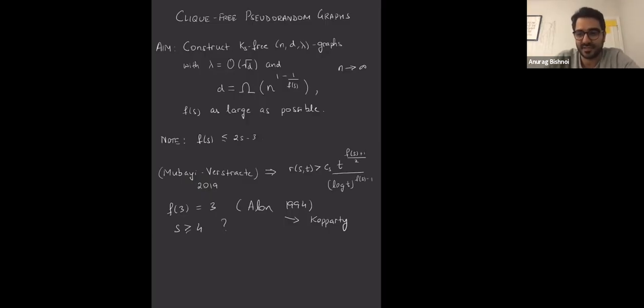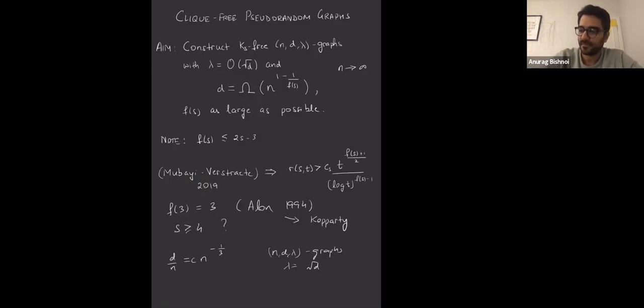What's the maximum density possible? And one interesting remark that I should make here is that this n to the minus one third. So d over n equal to some constant times n to the minus one third, for n, d, lambda graphs, and lambda equal to, let's say, square root of d, something like that.